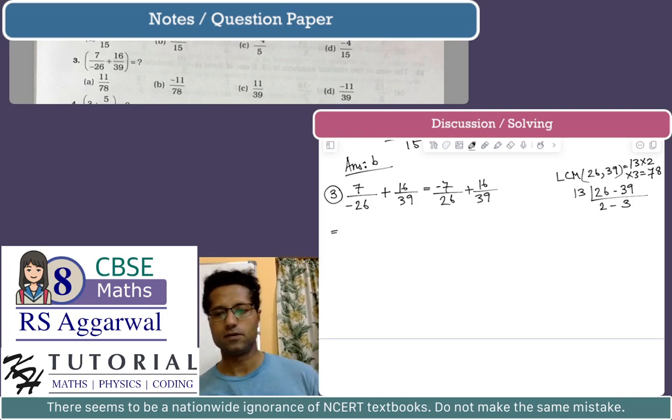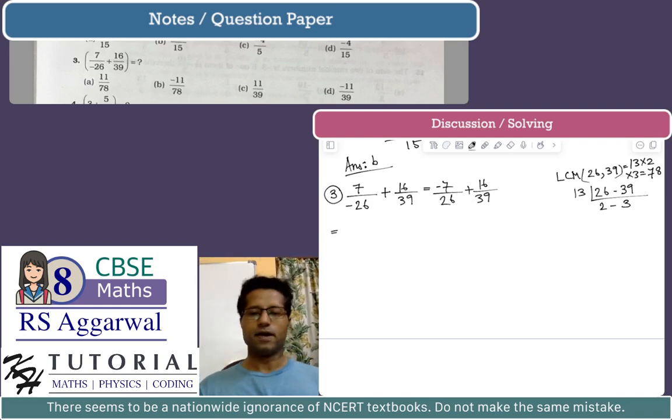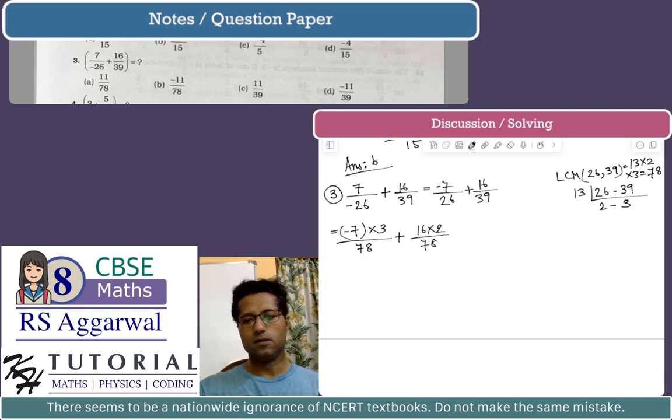Okay, so now we have to convert the rational numbers minus 7 by 26 and 16 by 39 to their equivalent forms, so that the equivalent forms have a common denominator of 78. So it will become minus 7 multiplied by 3 divided by 78 plus 16 into 2 divided by 78. So this becomes minus 21 divided by 78 plus 32 divided by 78.